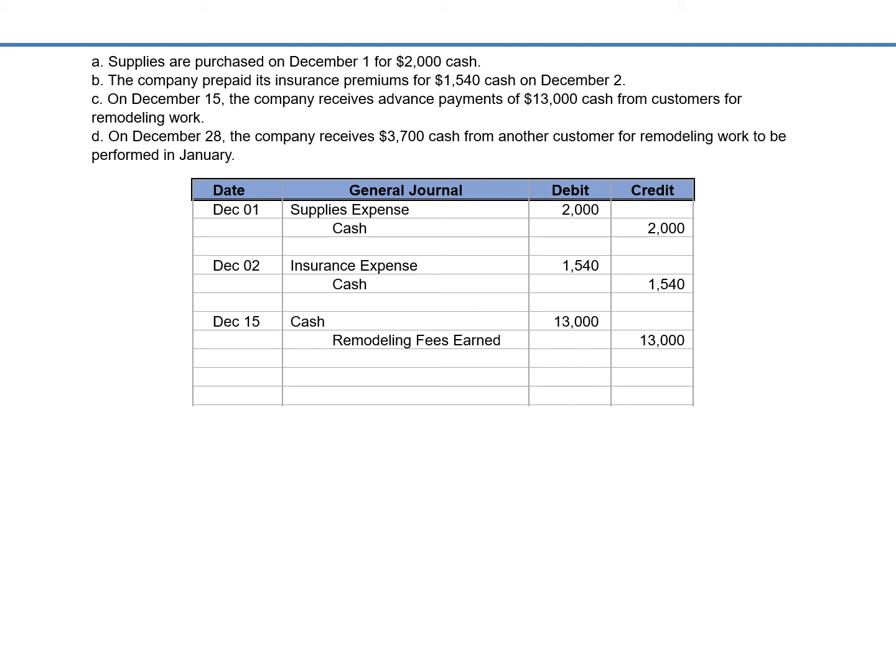Then on December 28th, they received $3,700 cash from another customer for remodeling work to be performed in January. So we're going to debit cash to increase it, and we're going to credit remodeling fees earned to increase those.